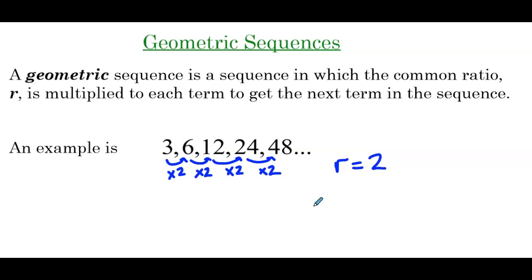Now if we look at the definition again, it only includes multiplication, but division would be included as well. Division is just multiplication by a reciprocal value. So if we were dividing by 3 to go from one term to the next, we could just think of that as multiplying by 1/3. Okay, so any sequence where we're multiplying or dividing to go from one term to the next is a geometric sequence.